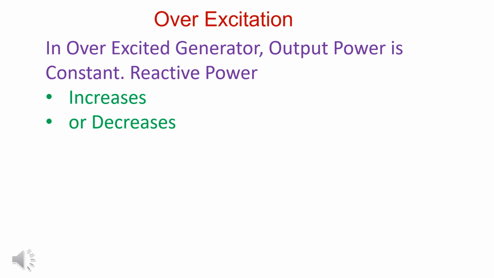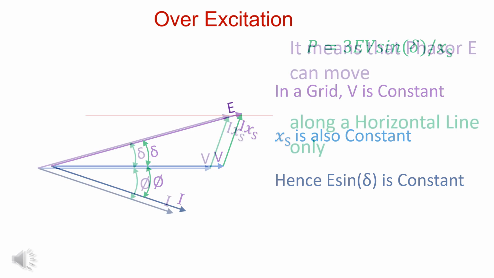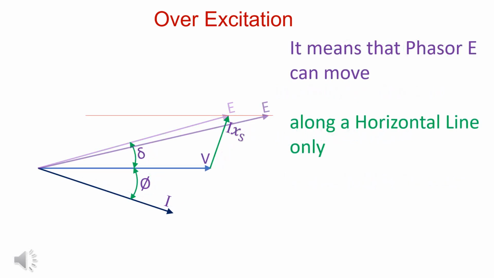Output power P is constant. In overexcited generator, reactive power increases or decreases? Power P is equal to 3 EV sine delta by XS. P is constant. In a grid connected generator, V is constant. XS is also constant. Hence, E sine delta is constant. E can move in a straight line only.